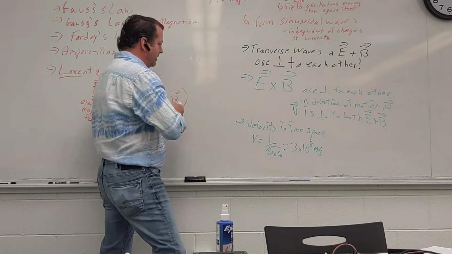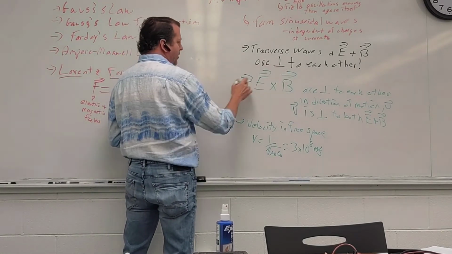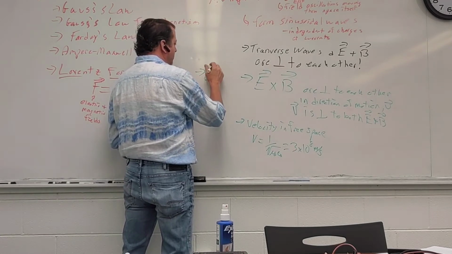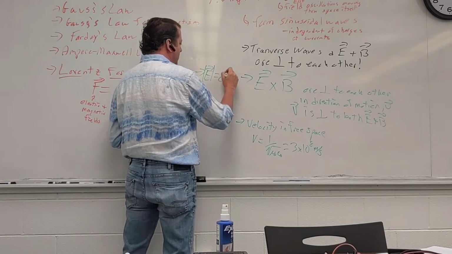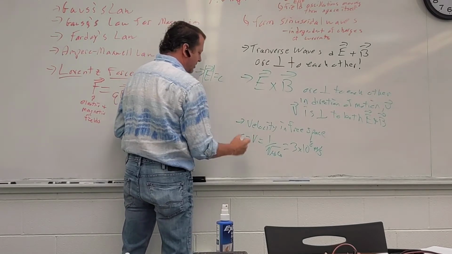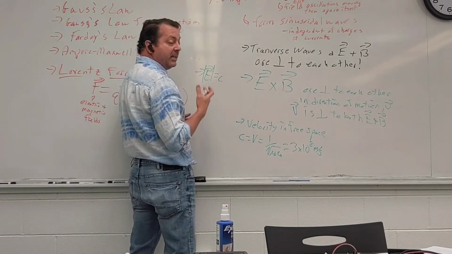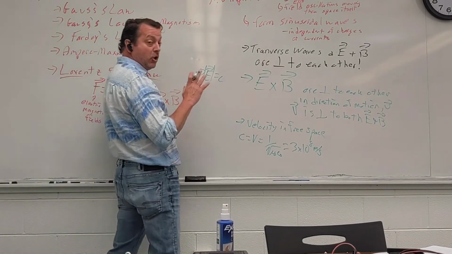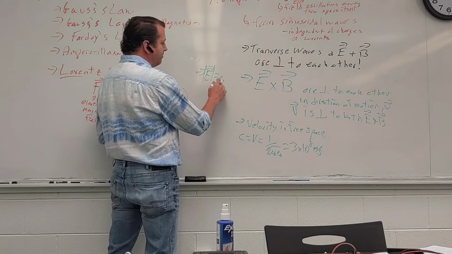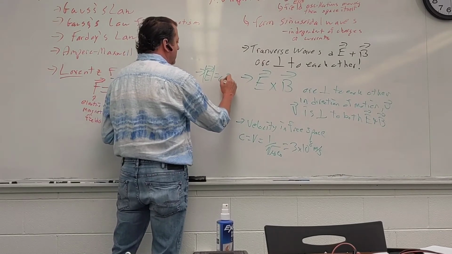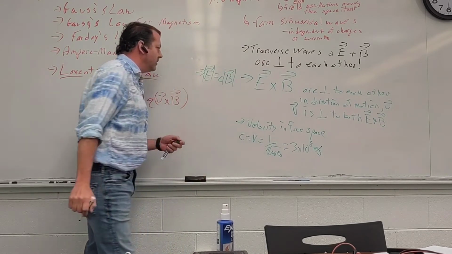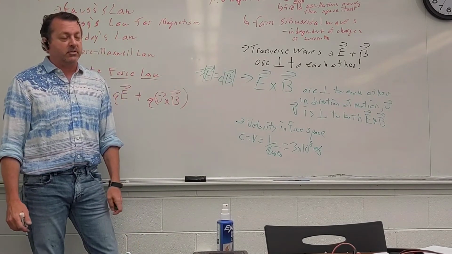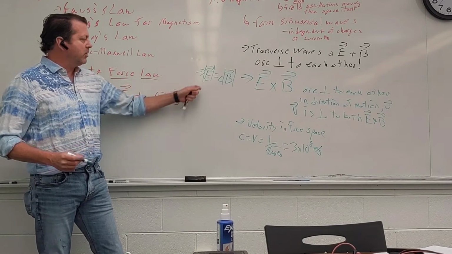And the last one relates electric field magnitudes and magnetic field magnitudes. The electric field magnitude is going to be equal to c, which is the speed of light, 3 times 10 to the 8, times the magnetic field. So which one's much, much stronger? Of course, the electric field.